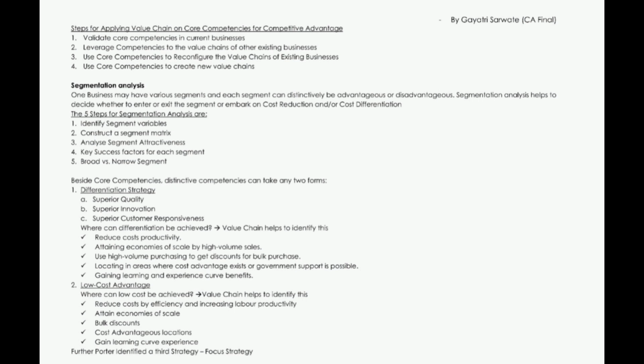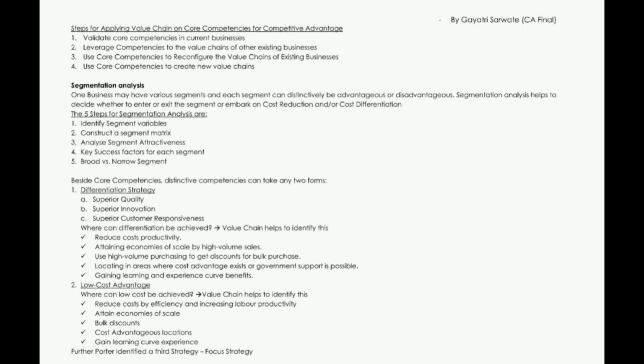By using this, we can decide whether we want to enter or exit, reconfigure one or more segments and embark on cost reduction or differentiation programs. Now, how do we do this segmentation analysis? It's in 5 stages. The first one is identify the segmentation variables, meaning identify the segments.